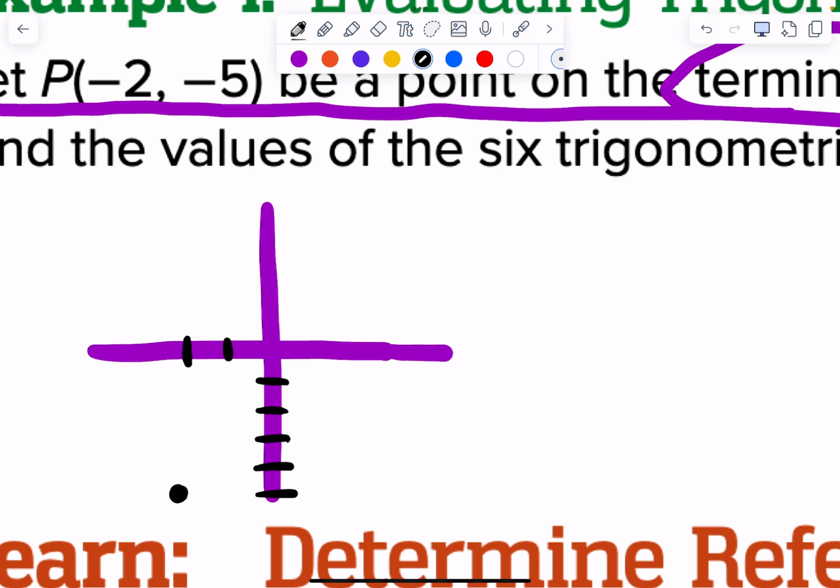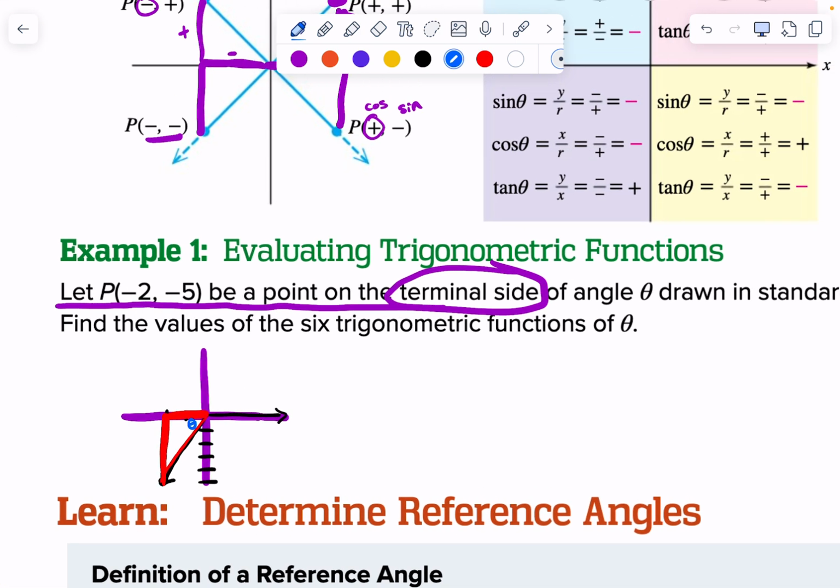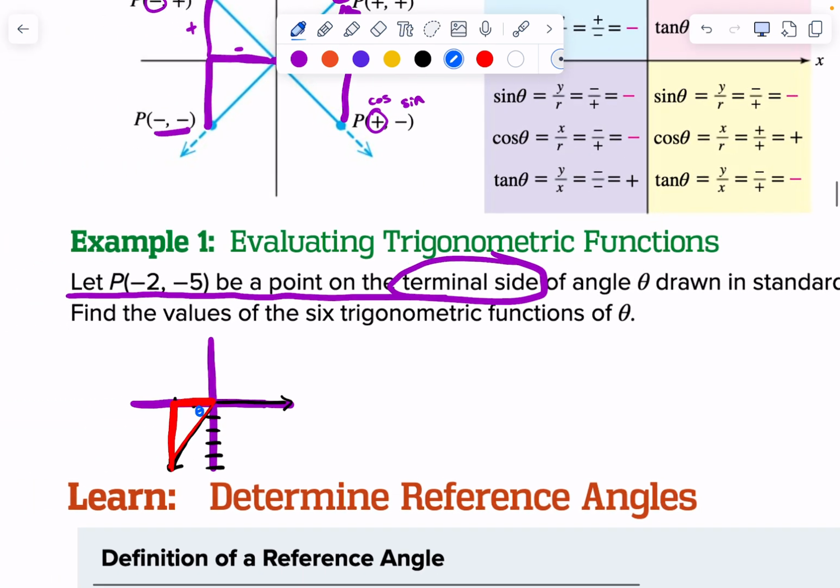Okay, so this dot is on the side of a terminating angle, which means my angle starts here and it ends right there, right? And what I'm going to do is make it into a triangle, per se. Which way do you draw your triangle? Up. I'm going to go straight up. So I'm going to draw my triangle like this. And where's angle theta live? Right there. It says, drawn in standard position, find the value of the 6 trig functions.